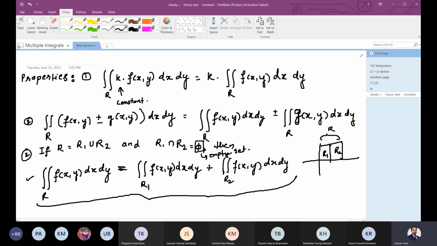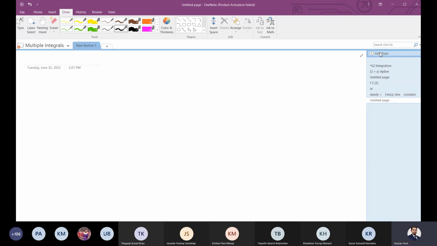If their intersection is empty, look, if the intersection is not empty, then this integration will be counted twice, even in the previous and the new one. So the intersection has to be empty if you want that answer to be exact. Fine. So I hope all the things are clear. So I can start with some nice examples.